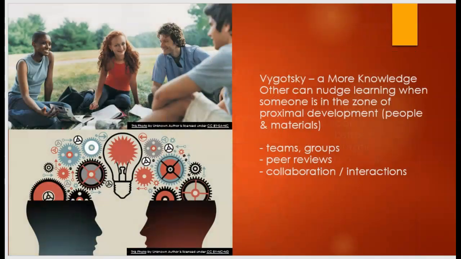Vygotsky articulated the social aspects of learning, noting that people learn best when some individual or even some educational materials could nudge them along when they were within their zone of proximal development. That is, when they're actively in a learning, engaging process. Vygotsky's principles can really be seen in operation in teams and groups and peer reviews, and in collaboration and interactions among social communities of learners.